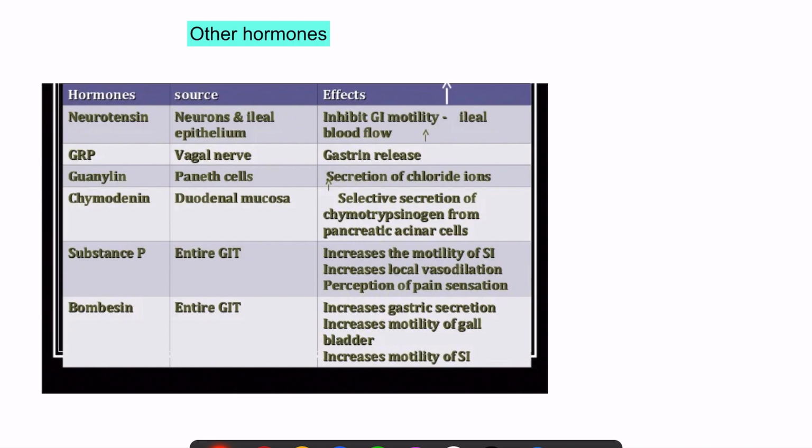Only one thing I will talk here, that is substance P. Substance P is important for the perception of pain sensation. Very important. Okay, so that was all about the GI hormones. I hope that by remembering the fundamental function of GI hormone, you will be able to remember its actions.